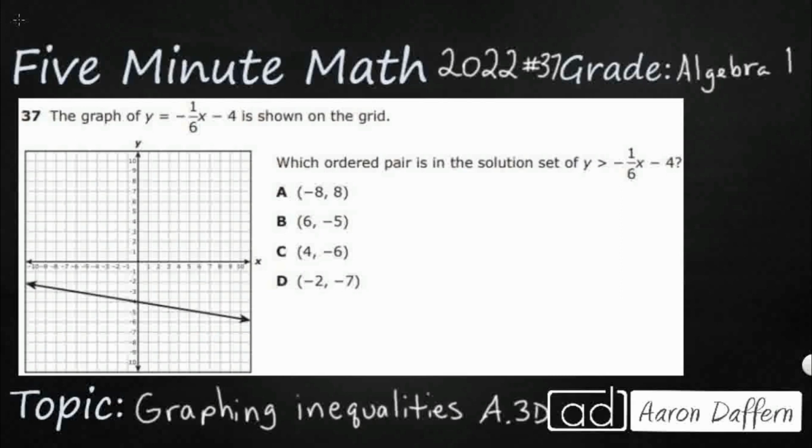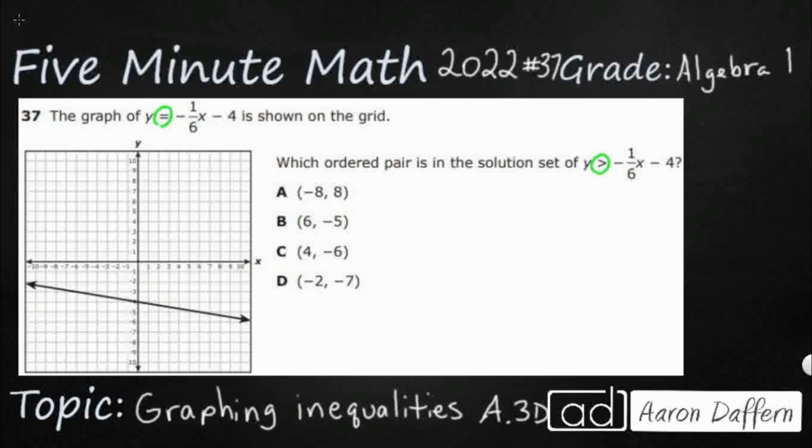So we have a graph shown. This graph is y equals negative 1/6 x minus 4. So we need to find which ordered pairs are in the solution set. Notice it's similar, except we're replacing our equal sign with a greater than sign.